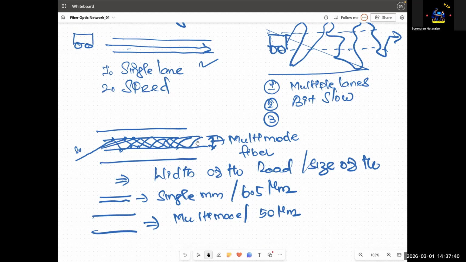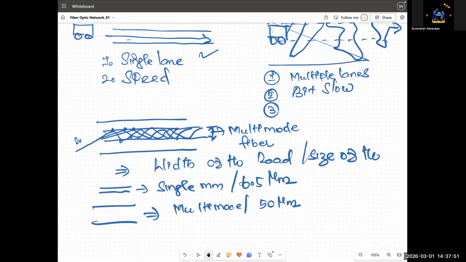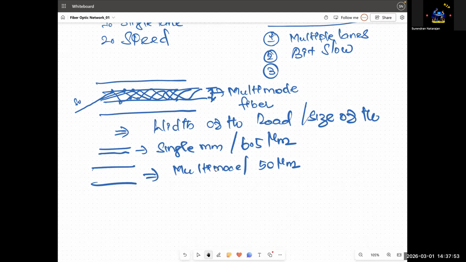In this case, Sai, no doubt, performance-wise, the best one is single mode. But the cost of the fiber and the electronics involved is cheap compared to multi-mode. So the rule of thumb is inside a data center, inside a home, we use multi-mode fiber. And for long distance, ultra long haul, we use single mode fiber.